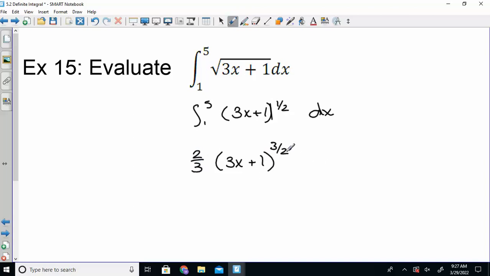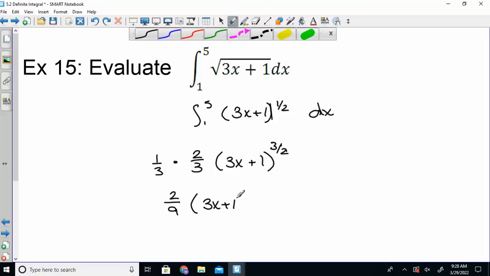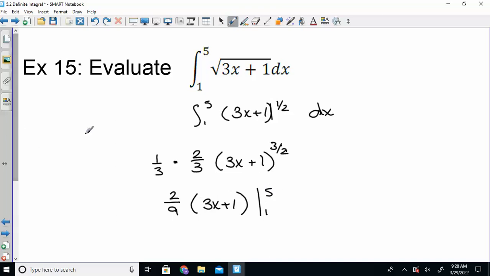So when you did this derivative, the exponent would come down, inside stays the same, subtract 1 from the power, times the derivative of the inside, which is 3. So to cancel that, we have to have a 1/3. So we get 2/9 times 3x plus 1 to the 3/2. I'm going to evaluate that between 1 and 5.